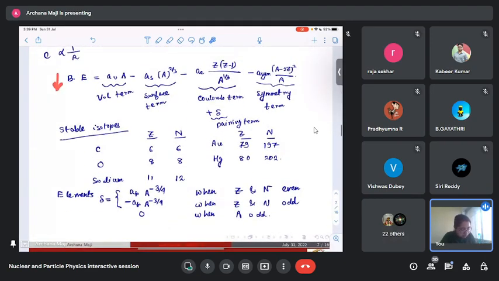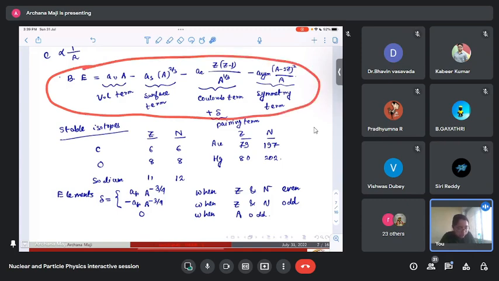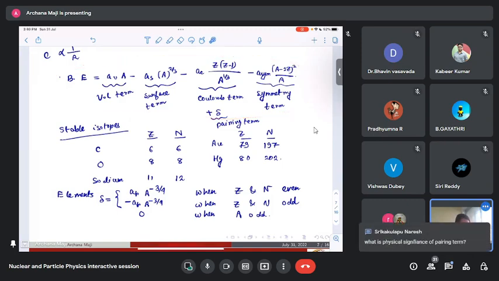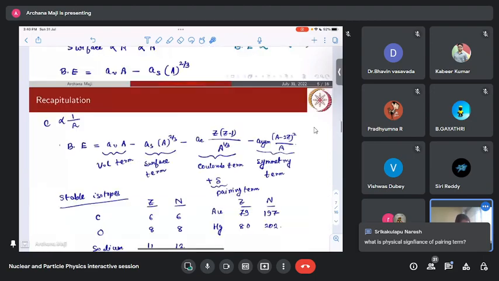Because of that evidence, that Z and N even makes the nucleus stable and Z and N odd makes it unstable, we need to add this kind of term to the binding energy to incorporate this behavior. Okay, so that is the entire expression. The binding energy is given by these 5 terms. Now we will be using this expression to solve 2 or 3 problems of this assignment.